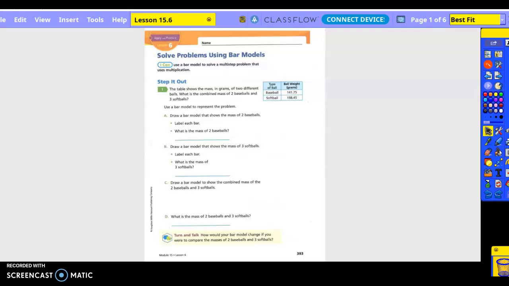Fifth grade math, lesson 15.6. Solve problems using bar models. I can use a bar model to solve a multi-step problem that uses multiplication.